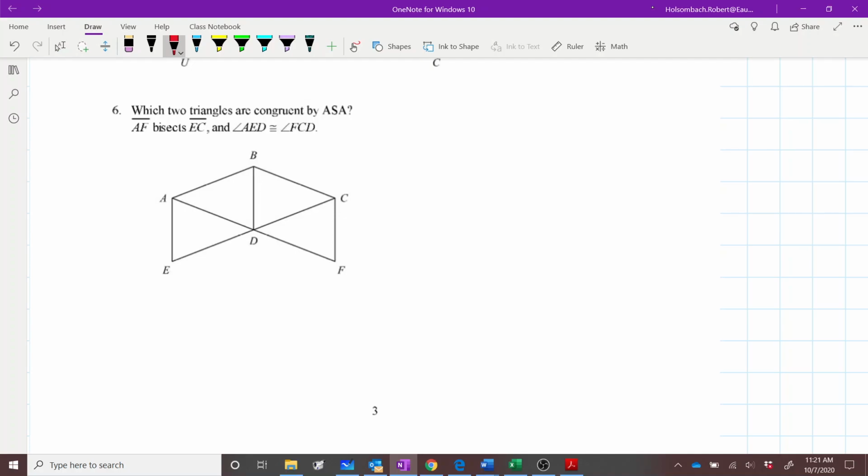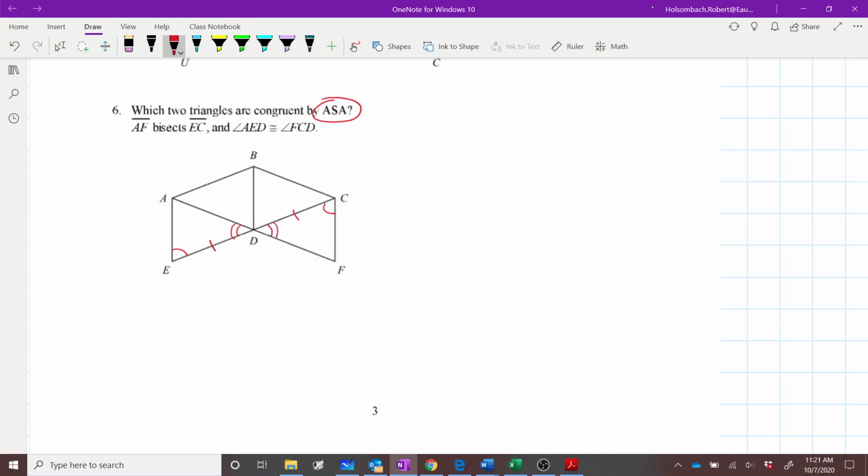Alright, which two triangles are congruent by angle, side, angle? AF bisects EC. A to F bisects E to C, which means this segment, ED, is congruent to DC. And angle AED is congruent to FCD. And then this is another case of vertical angles. These two angles are congruent to each other.